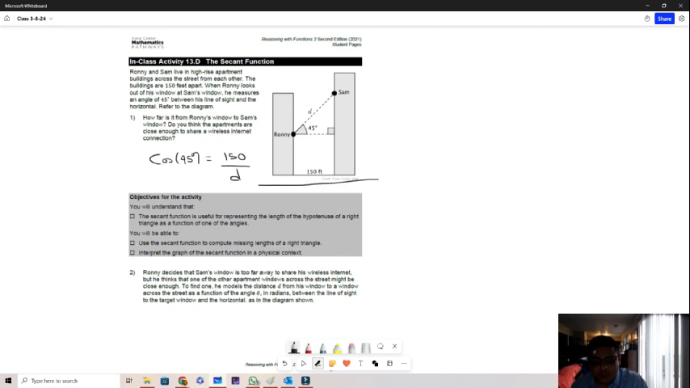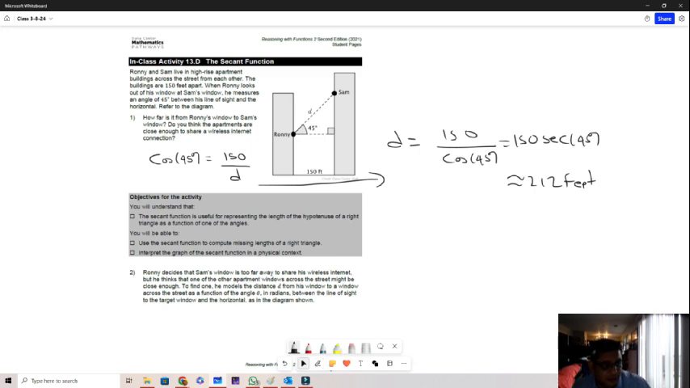So we can find out what d is, with d being 150 over cosine of 45. And by the definition of secant, since the secant function is 1 over cosine, this can be seen as 150 secant of 45. This result gives me around 212 feet. And so the distance is probably going to be too far for the wireless router unless they have a really powerful antenna.